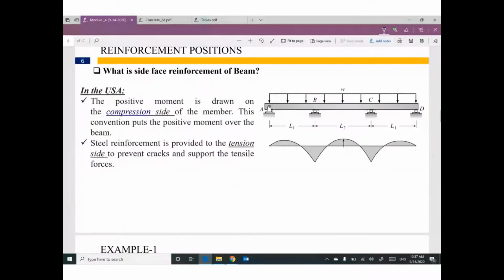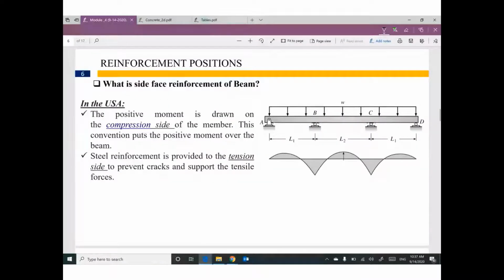This slide, which is slide number 6, is critical. Because if you didn't understand this slide correctly, you will make a fatal mistake in your construction. This one is critical. Everybody, please pay attention.